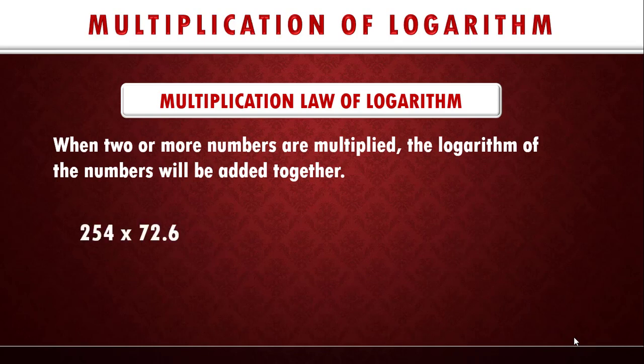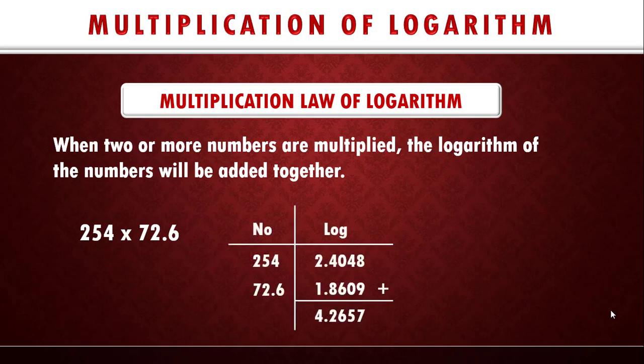So for instance, we're given this number 254 multiplied by 72.6. What the multiplication law says is that we should determine the log of both. As you can see in this example, 254 we find the log, and then 72.6 we also find the log. And the multiplication law says that we need to add them together. So whenever you have multiplication in between numbers, it means you're going to add them together. That's the reason why we have this plus right here. So the plus is signaling the multiplication law.